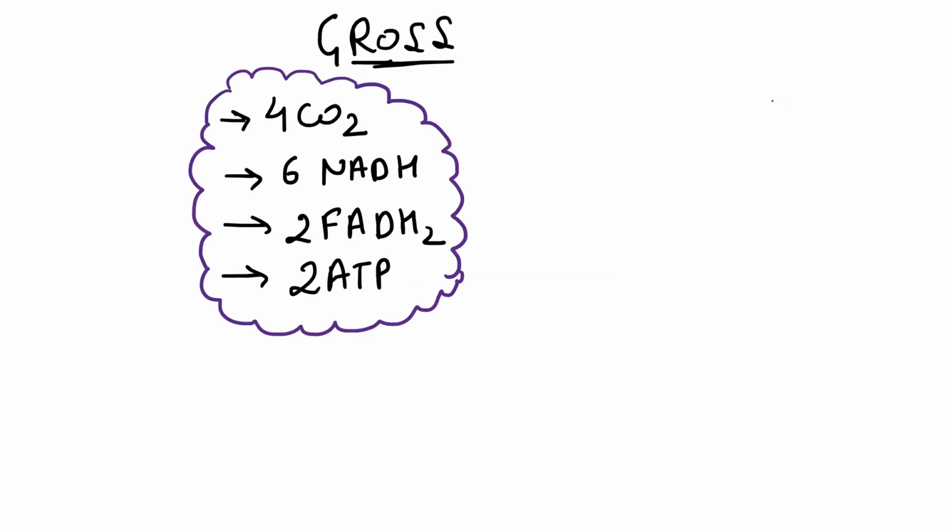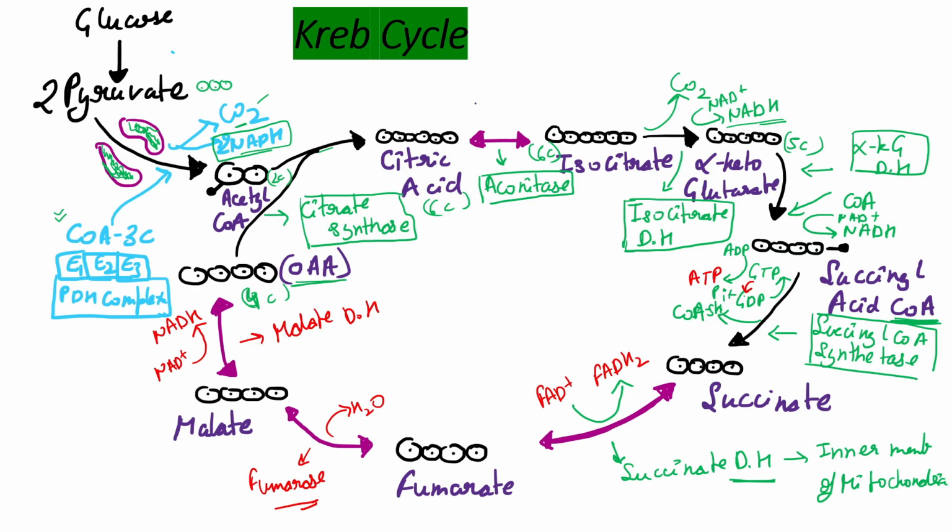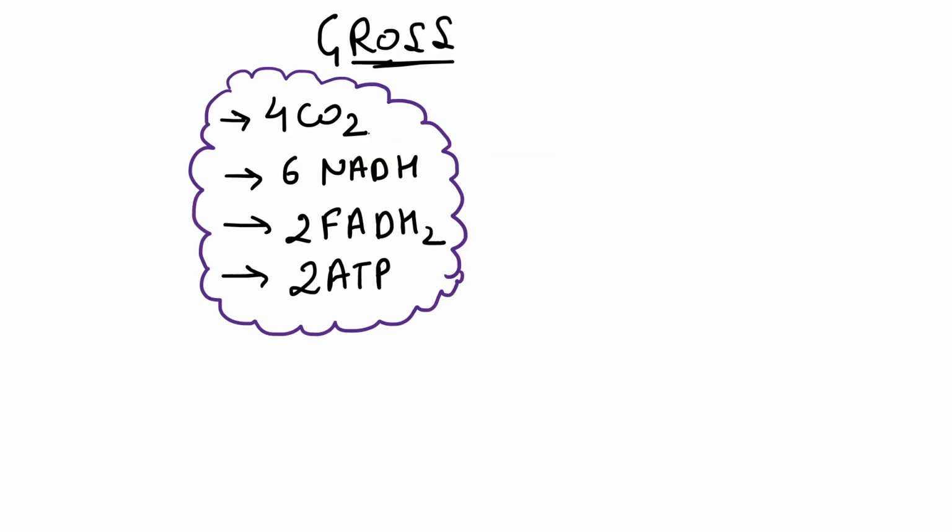So now we will see the gross products. We are getting 4 CO2. This cycle is like pyruvate is two times, so we will get 2 times CO2. This cycle technically is going through 2 times. So we will get 2 NADH positive. In this case also we will get 2. So we can calculate that in gross we are getting 4 CO2, 6 NADH, 2 FADH2 and 2 ATPs.